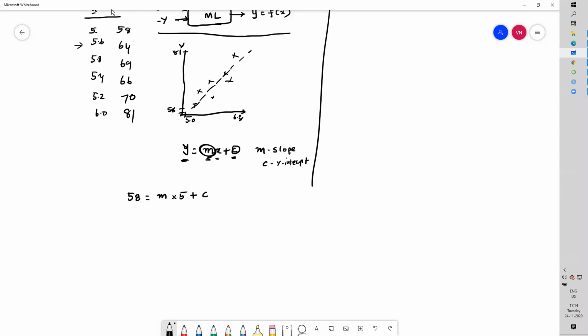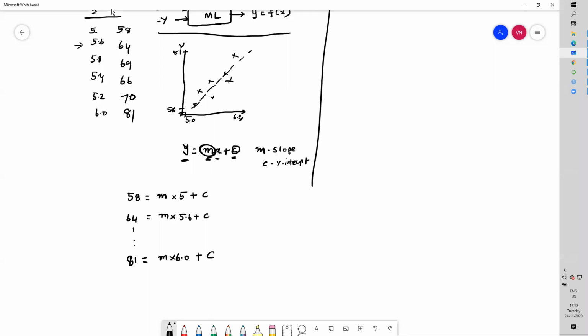Second observation, 64 is equal to m into 5.6 plus c. Similarly, for the last observation, 81 is equal to m into 6 plus c. Okay, this is good enough. Now, we have to find out the values of m and c, right?